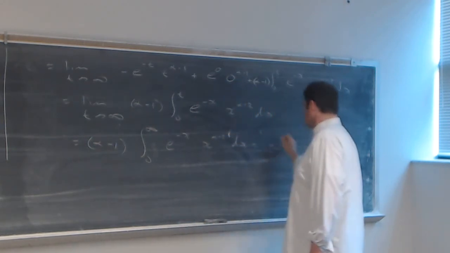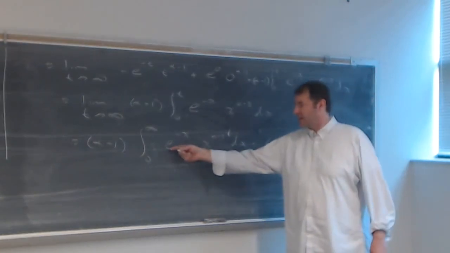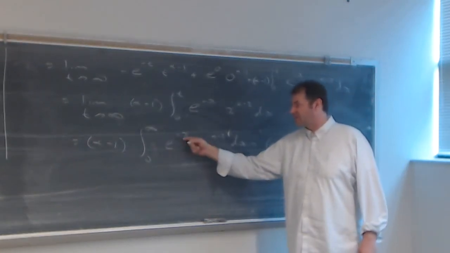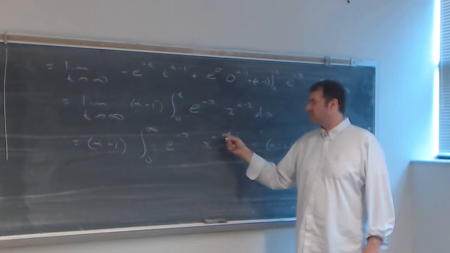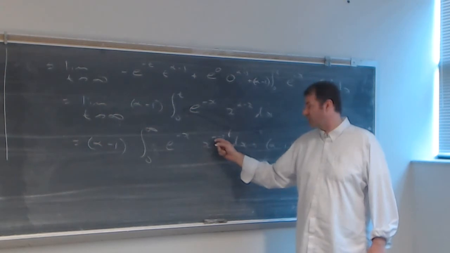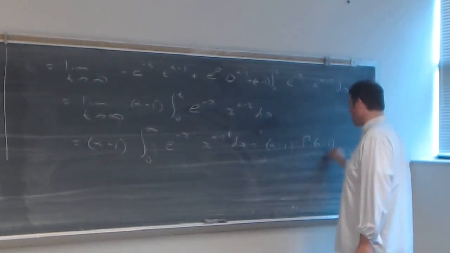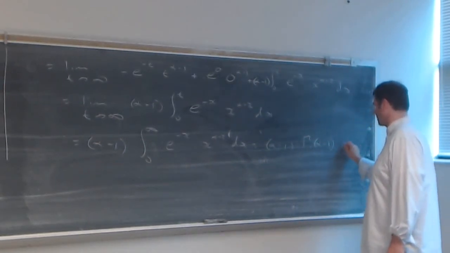And that's alpha minus 1. If you look back at the definition of gamma of something, it's the integral from 0 to infinity of e to the minus x, x to the something minus 1. So if you have gamma of alpha, it's x to the alpha minus 1. But here we have x to the alpha minus 2. That's nothing more than gamma of alpha minus 1. And that's what we were trying to show.